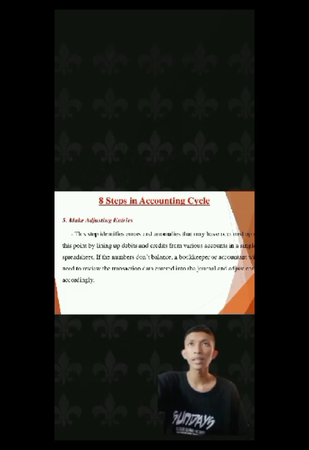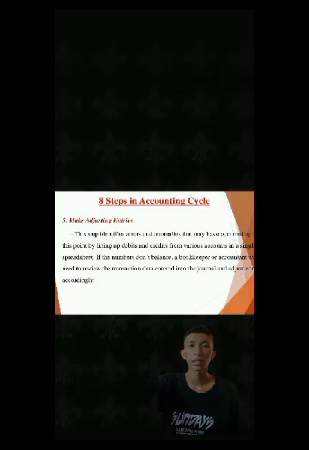Make adjusting entries. This step identifies errors or anomalies that may have occurred until this point by lining up debits and credits from various accounts in a single spreadsheet. If the numbers don't balance, a bookkeeper or accountant will need to review the transaction data entered into the journal and adjust entries accordingly.